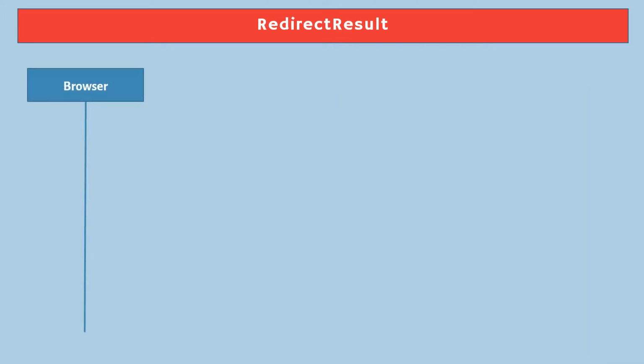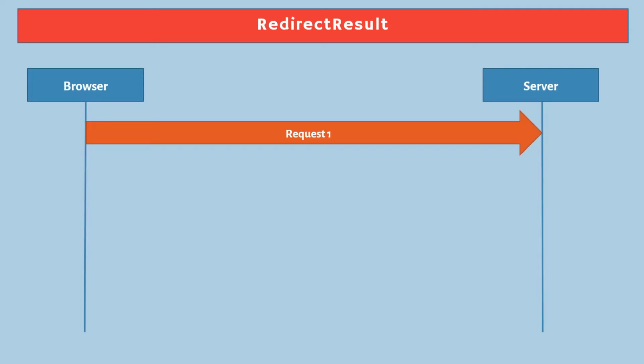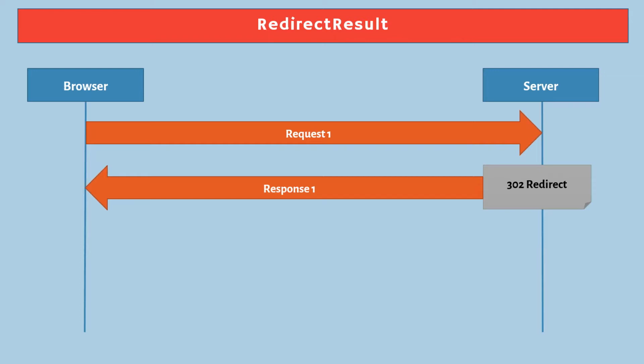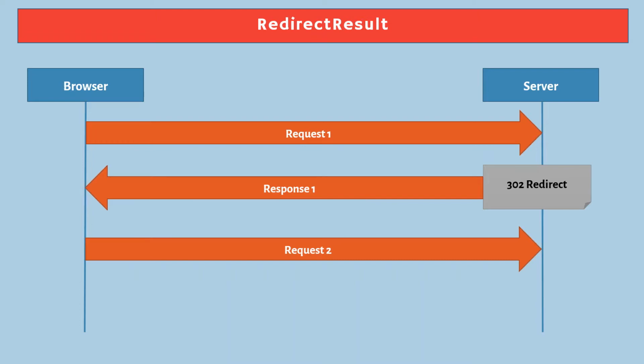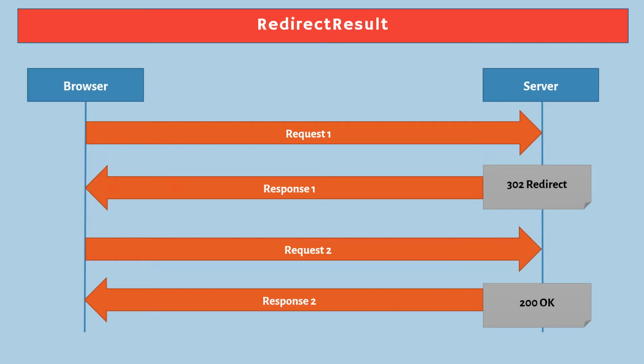Let's understand this graphically. First, the browser is sending request 1 to the server. Then the server is providing a 302 redirect result as a response back to the browser. And then the browser is immediately making another request, so that will be the request to another website. And that website provides a 200 OK response back to the browser. So finally the web page is visible on the screen. This is about the RedirectResult class.